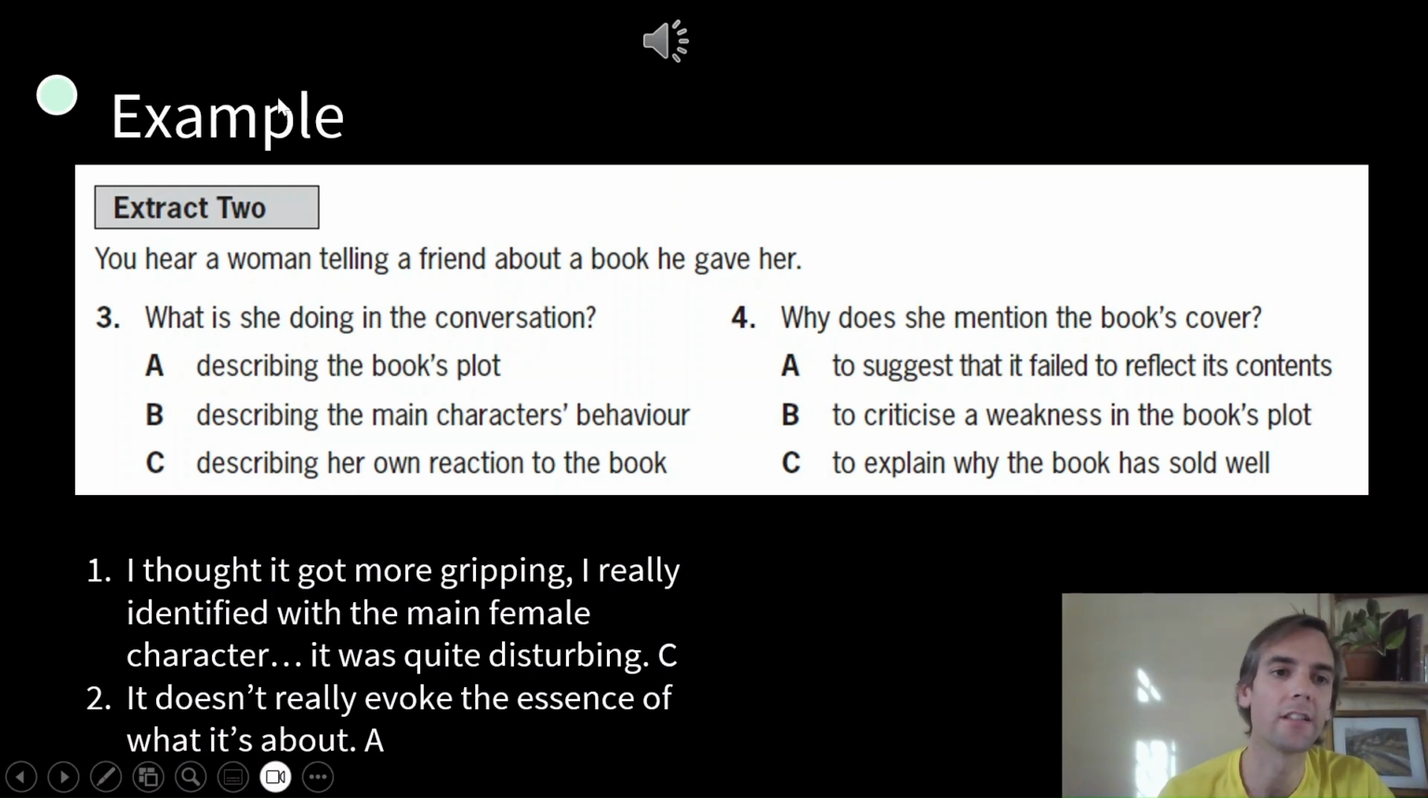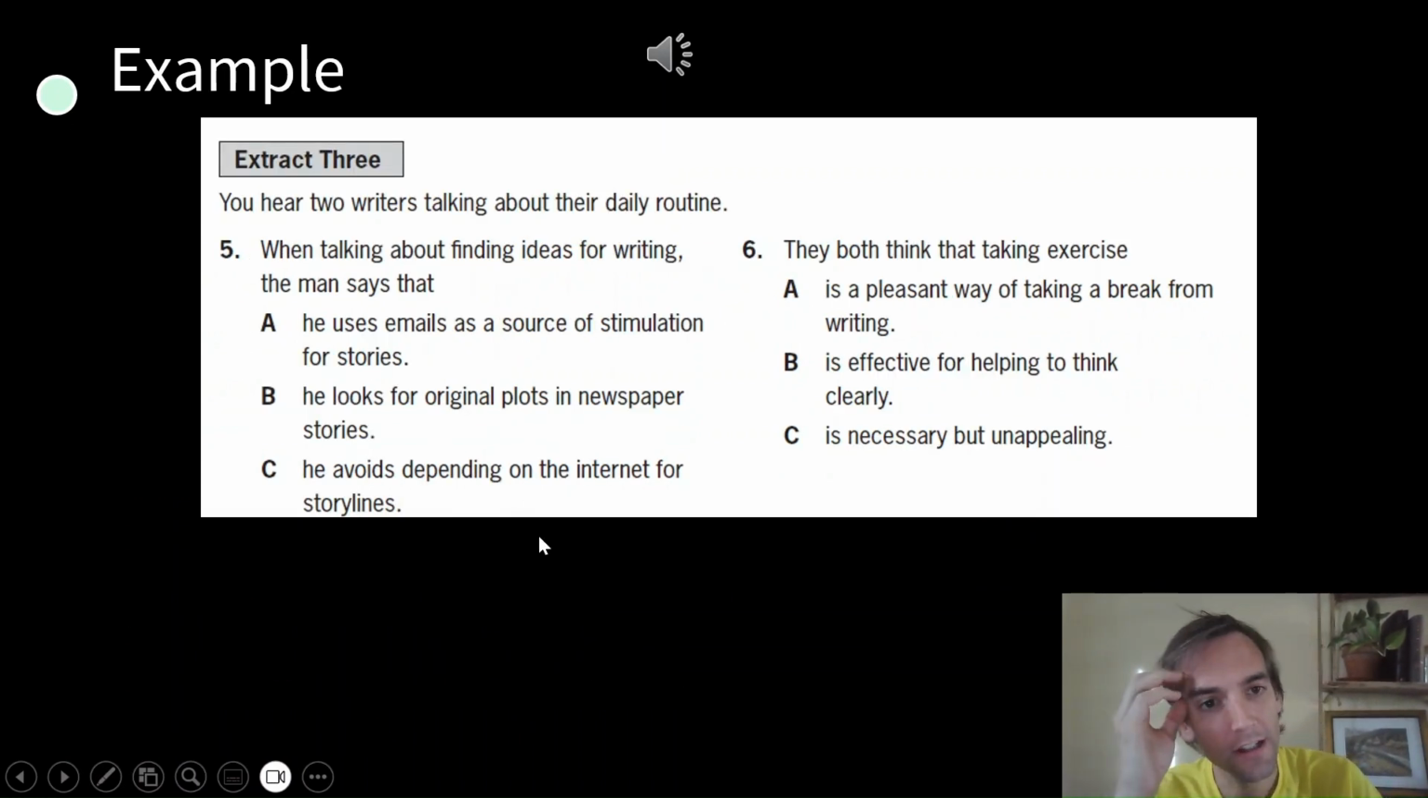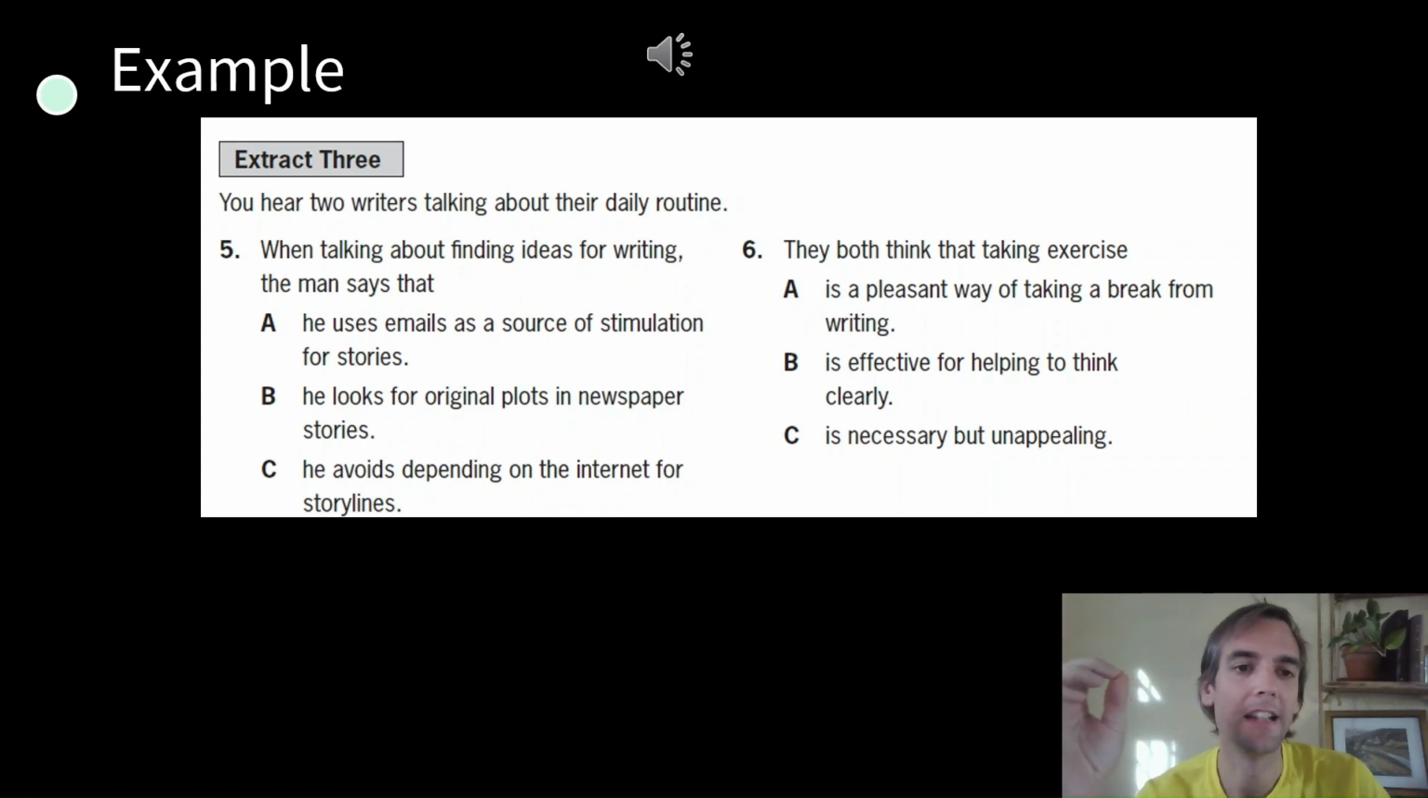Last one, extract 3 on this topic of books. 2 writers talking about their daily routine. Read the questions.